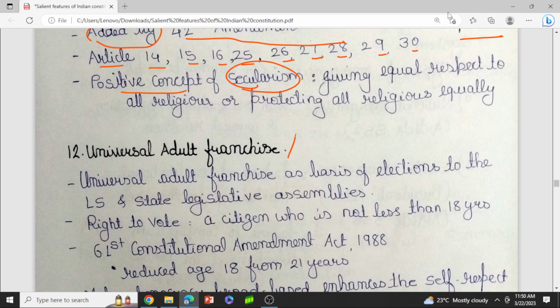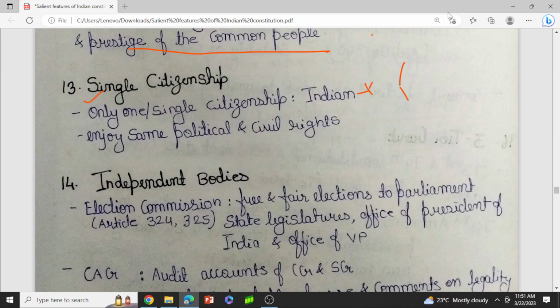Single citizenship. In India, we have only one citizenship. If you are an Indian citizen, you cannot acquire the citizenship of any other country. And if you acquire the citizenship of any other country, automatically you would lose the Indian citizenship. But all citizens enjoy some political as well as civil rights.